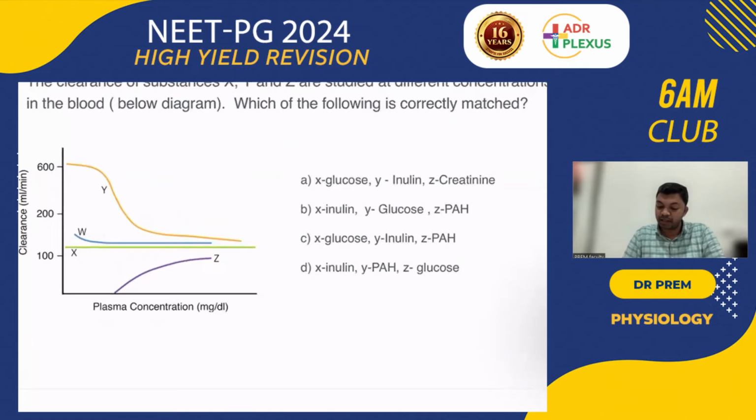Here, the question says clearance of substances W, X, Y, and Z are studied at different concentrations in the blood. Which of the following is correctly matched? All right. So there are multiple substances W, X, Y, and Z. On the x-axis, they say plasma concentration. The y-axis represents clearance of the substance. And they have given a few substances among which we have to pick which substance indicates graph Y, graph W, graph X, and graph Z.